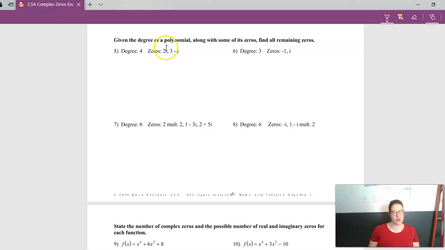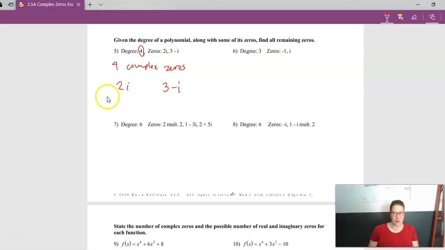It says, given the degree of the polynomial along with some of its zeros, find all the remaining zeros. So if my degree is 4, that means there has to be 4 complex zeros, right? But it's giving us 2, and these 2 that they're giving us are imaginary. So there's 2i and 3 minus i. So they are complex numbers that have imaginary parts.